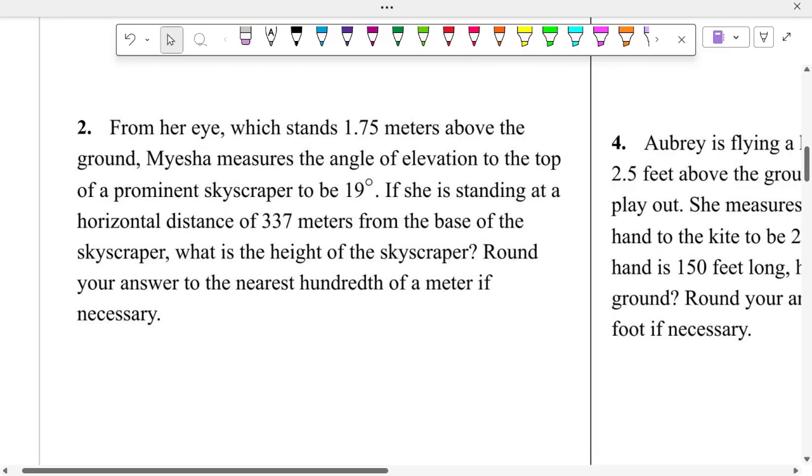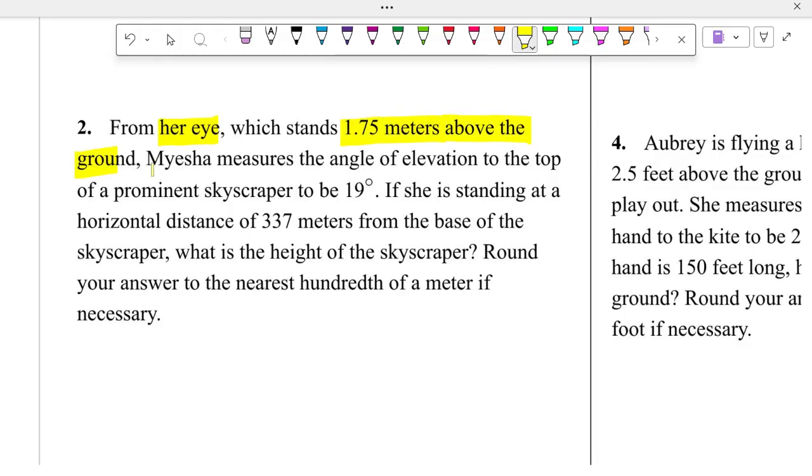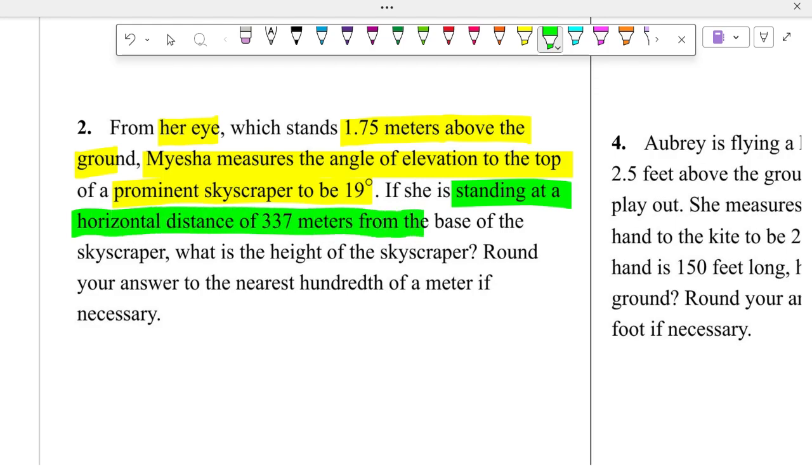So this one has a little bit more substance to it, and you'll see why. So from her eye, which stands 1.75 meters above the ground, Maisha measures the angle of elevation to the top of a prominent skyscraper to be 19 degrees. If she is standing at a horizontal distance of 337 meters from the base of the skyscraper, what is the height of the skyscraper?